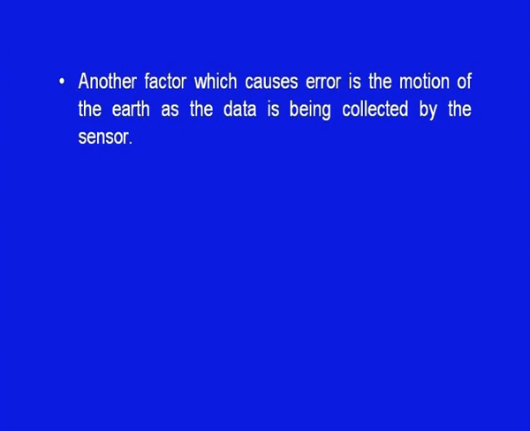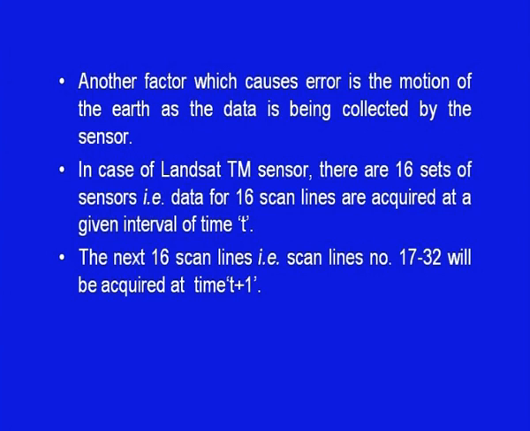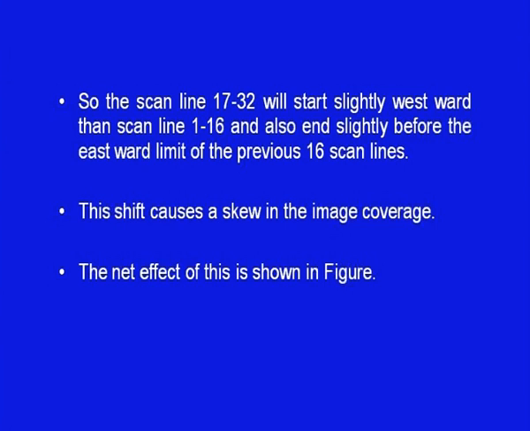Another factor which causes error is the motion of the earth as the data is being collected by the sensor. In case of Landsat TM sensors, there are 16 sensors, that is, data for 16 scan lines are acquired at a given interval of time t. The next 16 scanned lines, that is scan line number 17 to 32, will be acquired at a time t plus 1. However, during the time period t and t plus 1, the earth has moved eastwards. So, the scan lines 17 to 32 will start slightly westward of scan lines 1 to 16 and also end slightly before the eastward limit of the previous 16 scanned lines. This causes a skew in the image coverage.